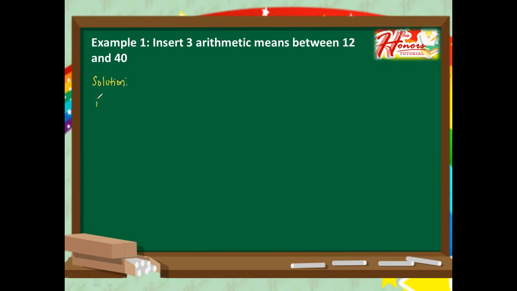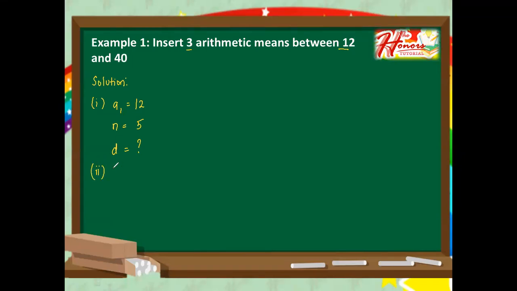Let us identify, this is step 1. Identify what is a sub 1, and that is equal to 12, the first term, and n. N is equal to 3 plus the two terms that we have here, so that's 5. And then how about the difference? We don't know it yet, right? So therefore, let's have this solution.